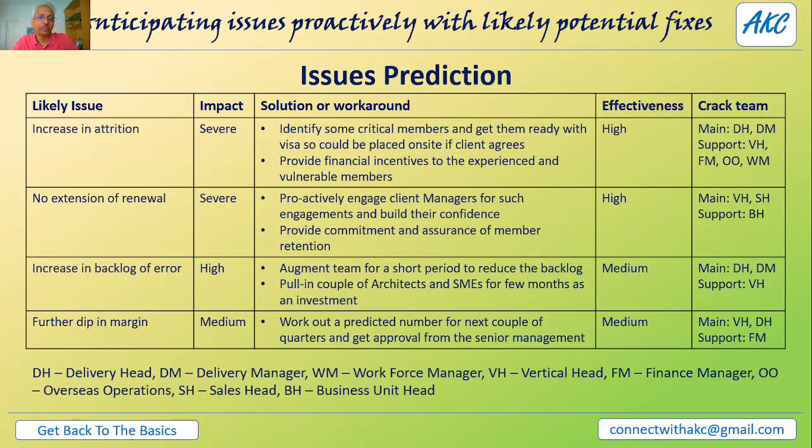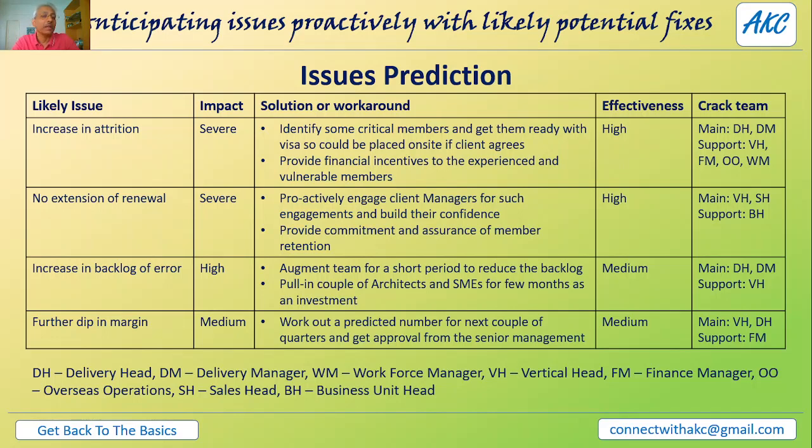Another thing that came up is in terms of backlog in error, increase in backlog in error. That also will have an impact, compared to the other two a little less, but still high impact. So the actions that came out are to augment the team for a short period so that we can reduce the backlog, and also pull in some of the architects and SMEs for a few months as an investment, right?